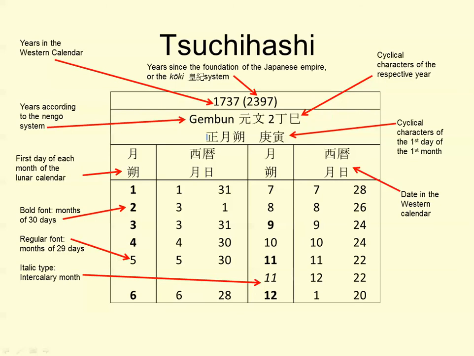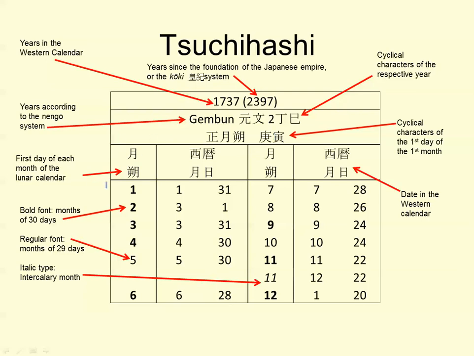And the next line down gives you the cyclical characters of the first day of the first month of the year. And if you have those and you have your cycle chart and you have a calendar, it would be tedious, but you could figure out any cycle day for that year, starting with that information.